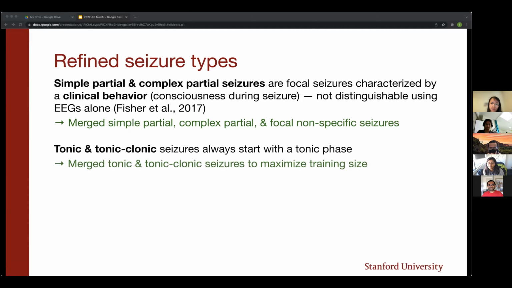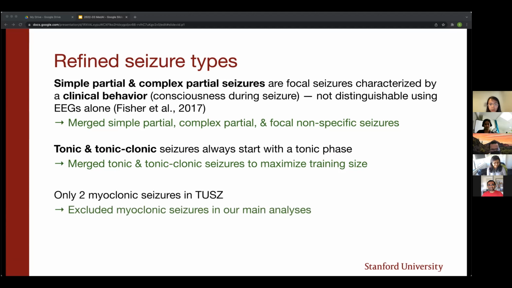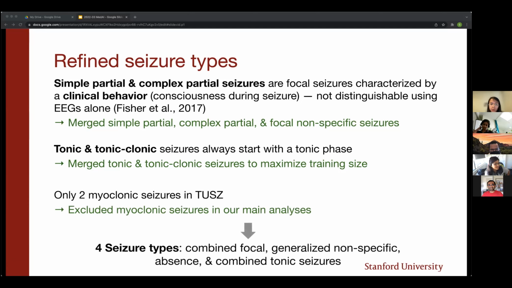Also, tonic and tonic-clonic seizures are very rare in the data set. In order to maximize the training size, we merged these two seizures because they always start with a tonic phase, so the beginning of tonic and tonic-clonic seizures is basically the same. We also exclude myoclonic seizures because there are only two such seizures in the data set. So we ended up with 4 seizure types in total: combined focal, generalized non-specific, absence, and combined tonic seizures. As you can see here, these 4 classes are still very imbalanced, where the combined focal seizure is the largest class, and absence seizure and combined tonic seizures are the smallest classes.